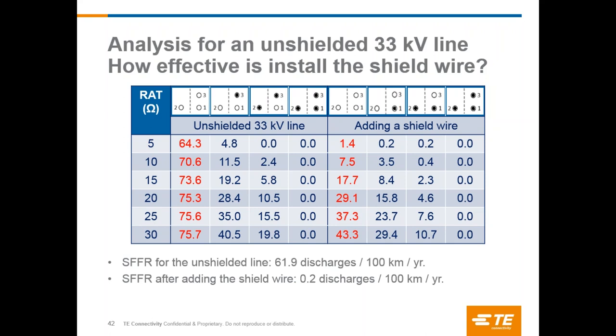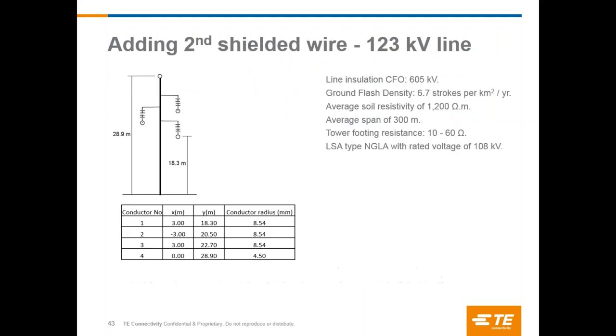For induced voltage, adding a shield wire can be a good methodology, and you can get good results. Anyway, a lightning analysis shall be done in order to evaluate the lightning performance of the line in each case.